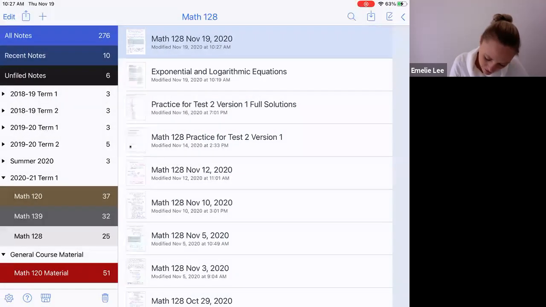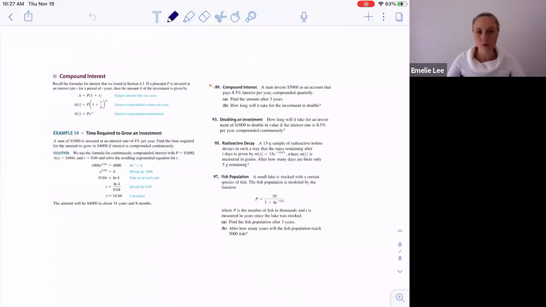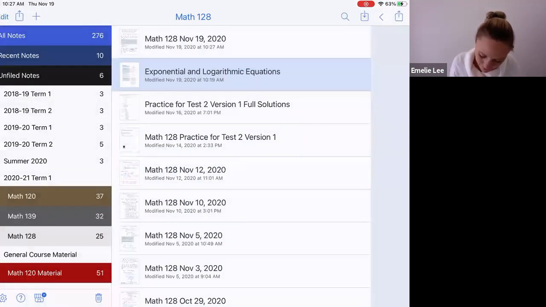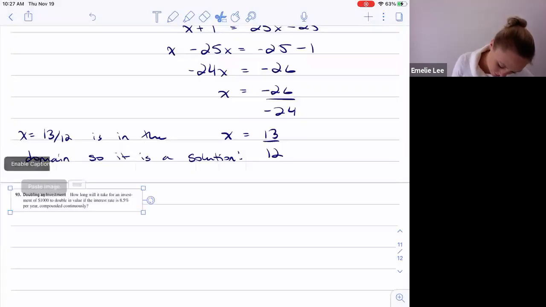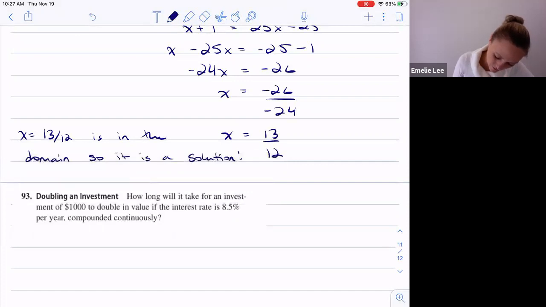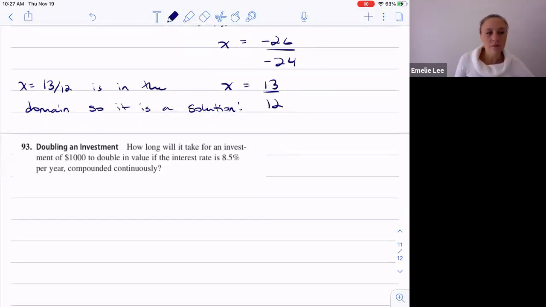Okay. So like I said, we're going to be using these to solve a lot of quick little word problems. We're not going to build these formulas or anything, although we could. Let's talk about 93. So now we're talking about time: how long will it take for an investment of $1,000 to double in value if the interest rate is 8.5% per year compounded continuously?